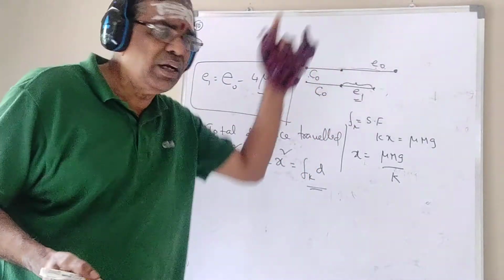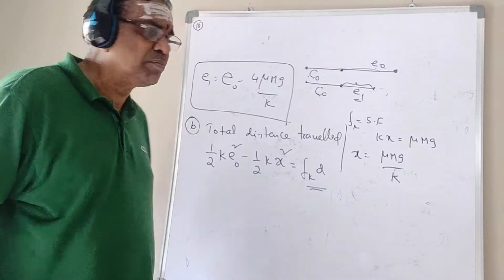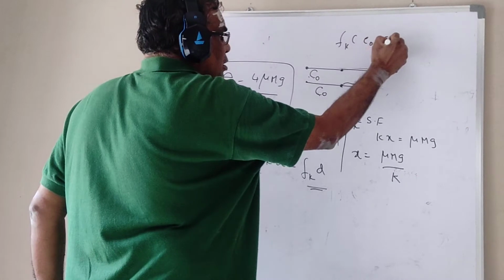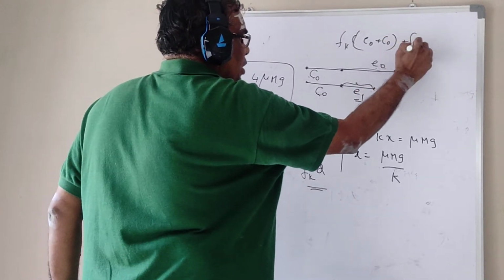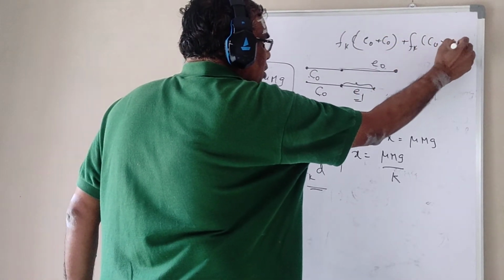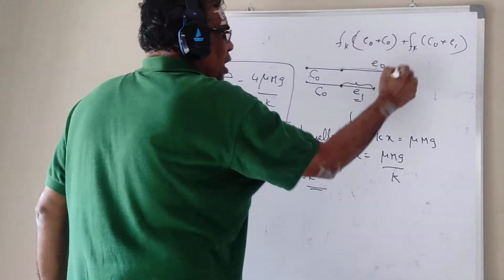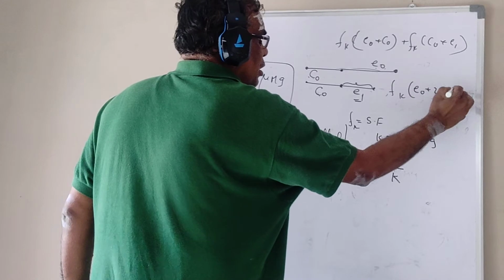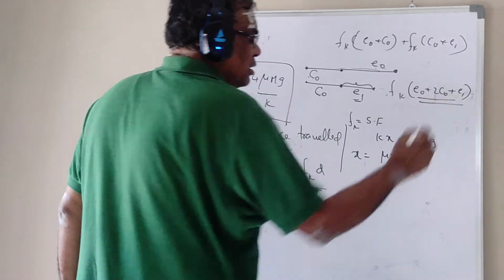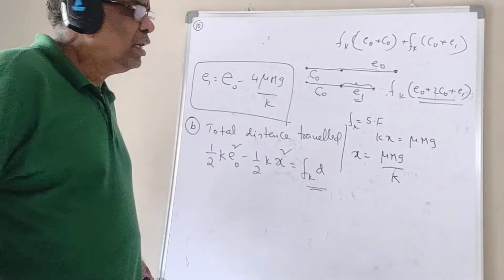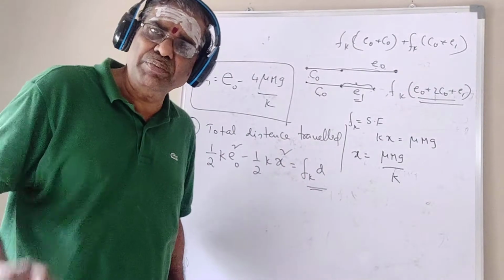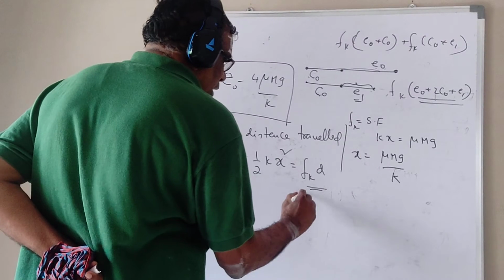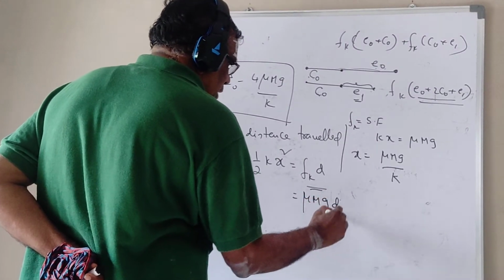Fk is common in all the things when you look at the work done. Fk into E naught plus C naught, plus Fk into C naught plus E1. What is common? Fk is E naught plus 2C naught plus E1. What is this? Nothing but the distance. Let it make any number of trips. The distance is d and Fk is mu mg.